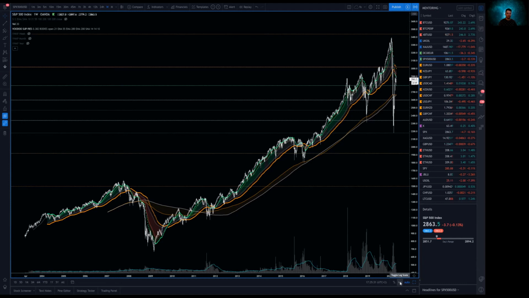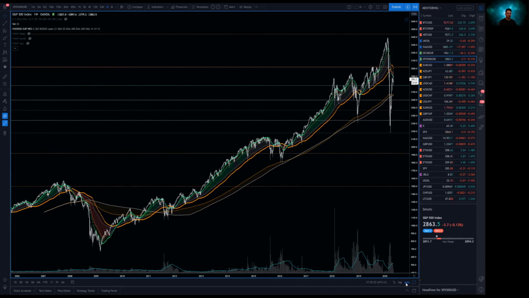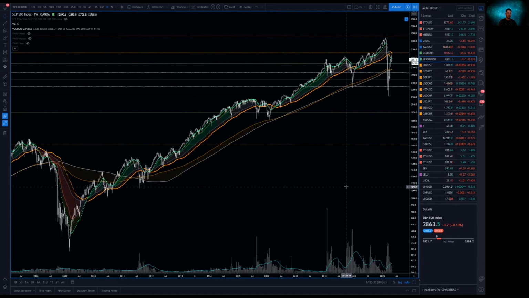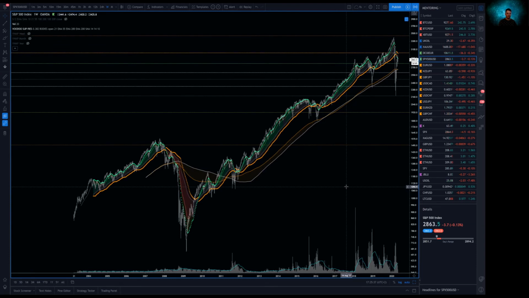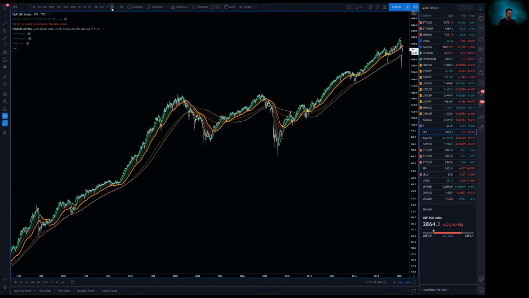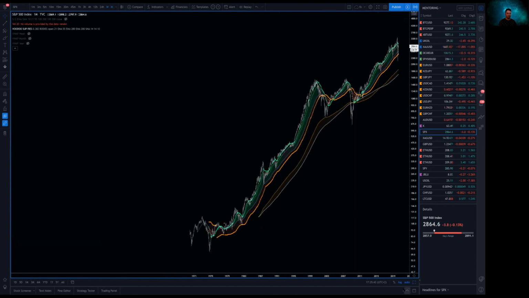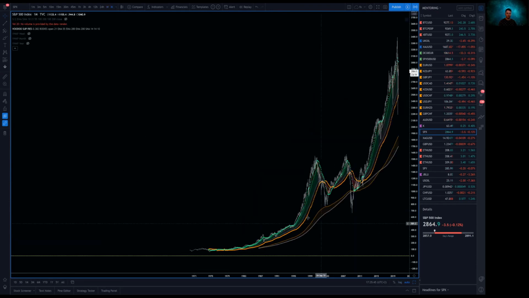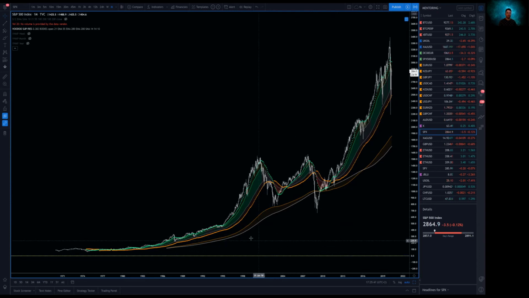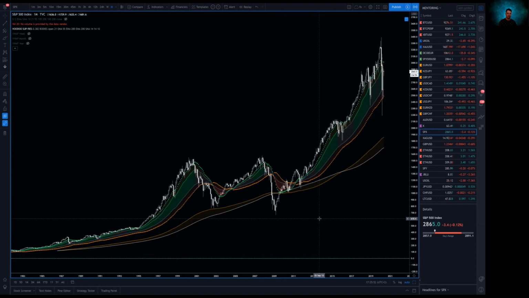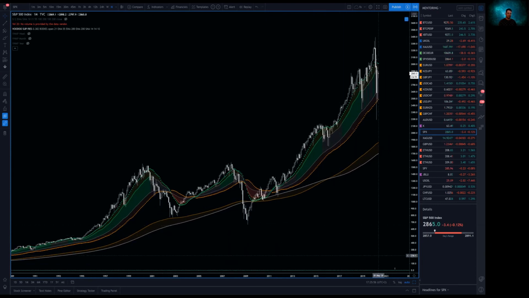So if you're trading SPY on linear, it looks scary. If you're trading logarithmic, it looks less scary. And to show you a long term, this will correspond well. So this is logarithmic, this is linear, and it makes a difference, especially when you're using diagonals.